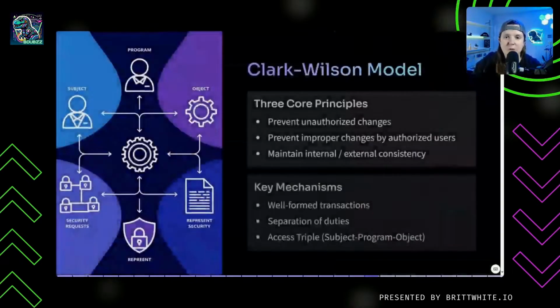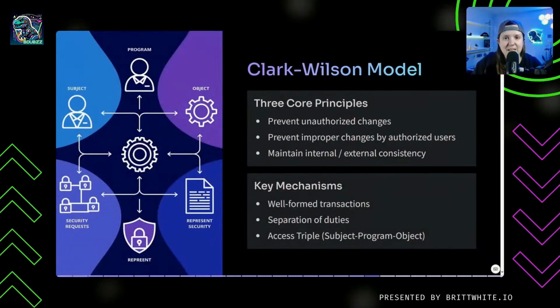Now let's talk about the Clark-Wilson model. While Biba handles basic integrity, Clark-Wilson takes it to the next level with three core principles. First, it stops unauthorized users from making any changes. This is what Biba does. Second, it prevents authorized users from making improper or unauthorized changes. This could be any mistakes, fraud, or even those insider threats we worry about. Third, it ensures everything stays consistent, both internally and externally, making sure the data in the system accurately reflects the real world and that transactions are processed correctly.